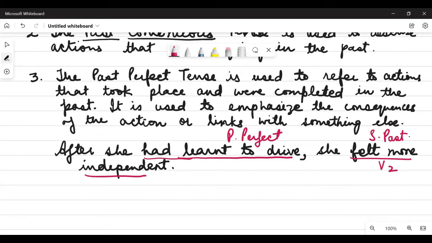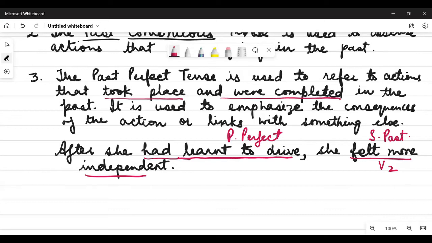Yes, yes, Laisha. Ma'am, I didn't get it. Okay, let me explain you once again. See, past perfect tense is used to refer to action that took place and were completed in the past. An action began in the past and it was completed also. But this tense is used to emphasize the consequence of that action also.